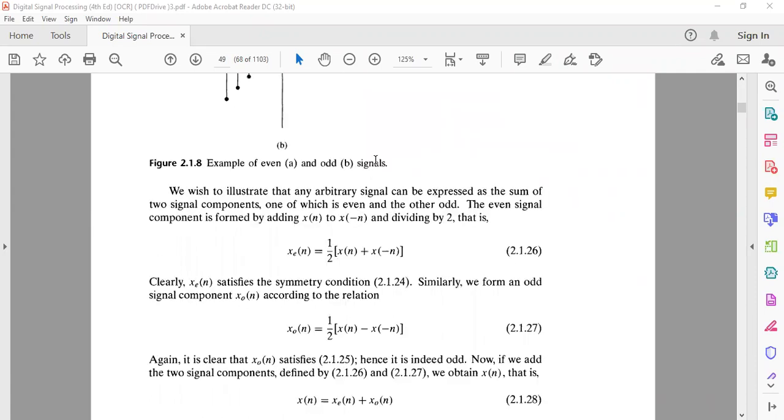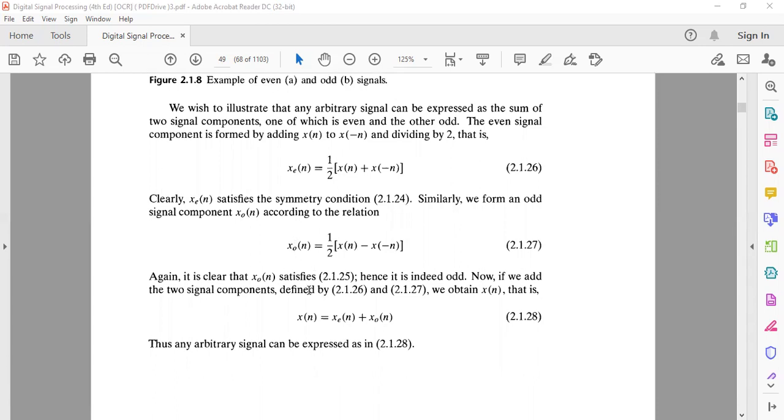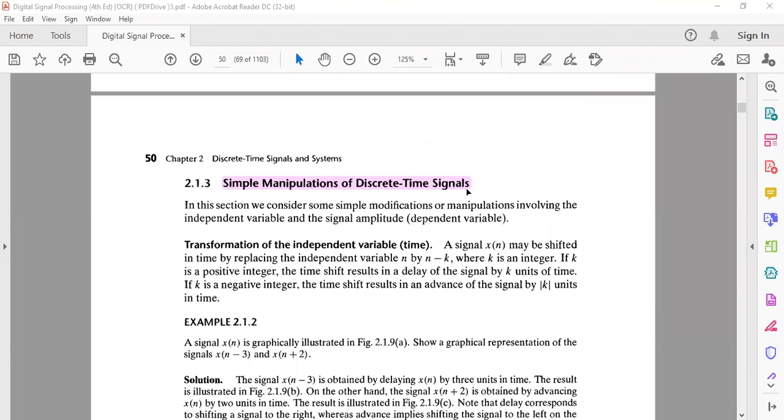Great. And you can mathematically represent an even signal this way and an odd signal this way. And one signal can actually be a sum of both an even and an odd signal. And that was the purpose of today's class: to introduce discrete signals, show different types of signals, and show how different discrete signals can be represented.